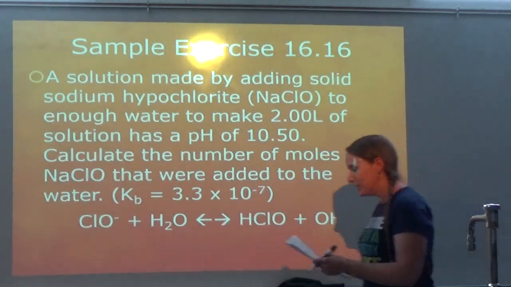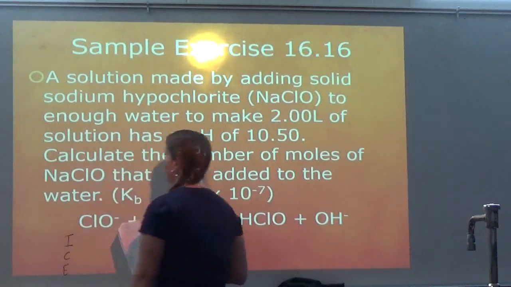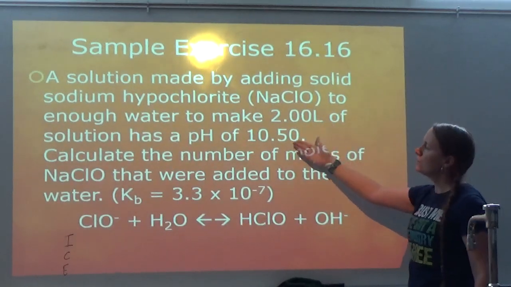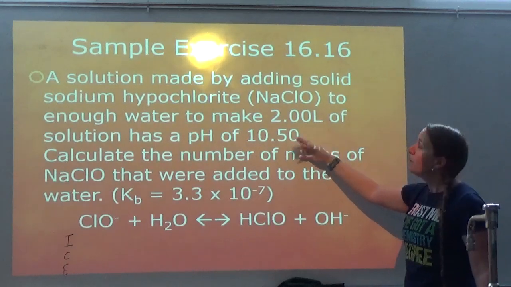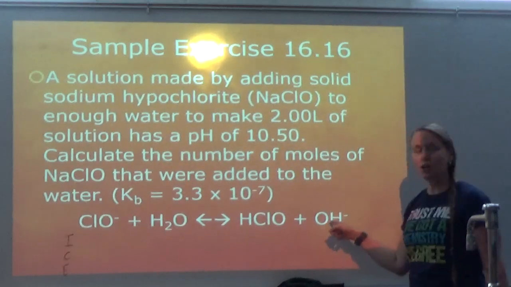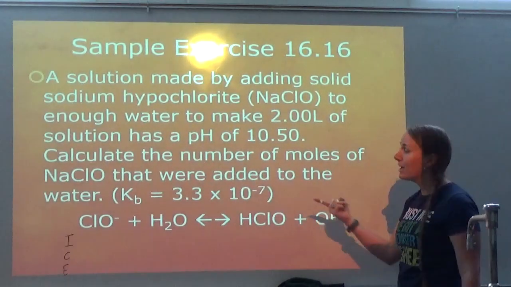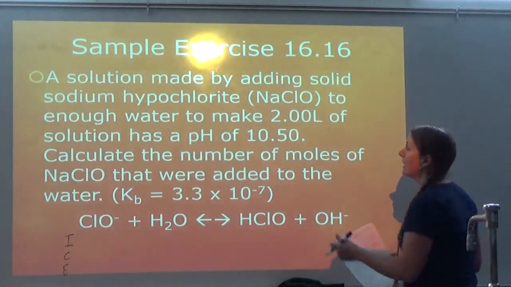All right, so we set up our ICE chart with what we know. They told me I made 2 liters. The solution has a pH of 10.5. pH is not helpful, but from pH, I can get to OH minus. I can also get to H plus, but H plus isn't helpful. I don't have H plus in this. So I'm going to take my pH and get to OH minus first.